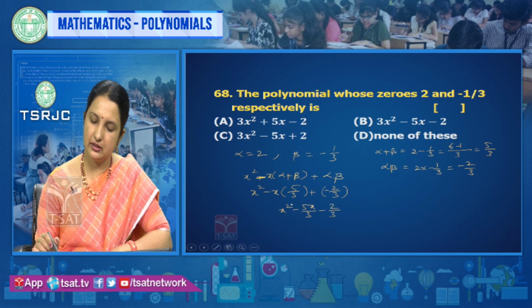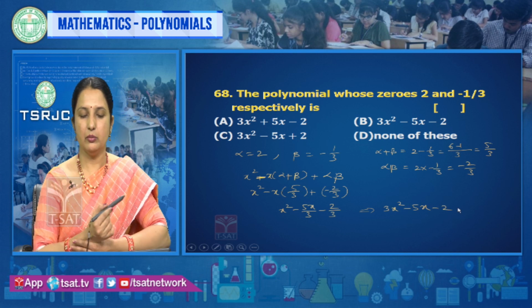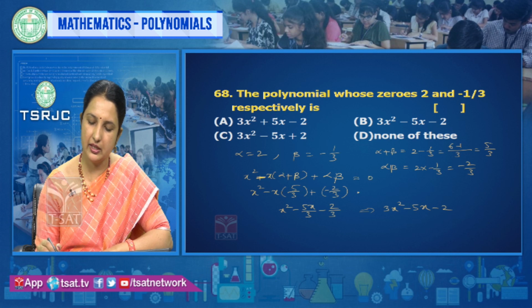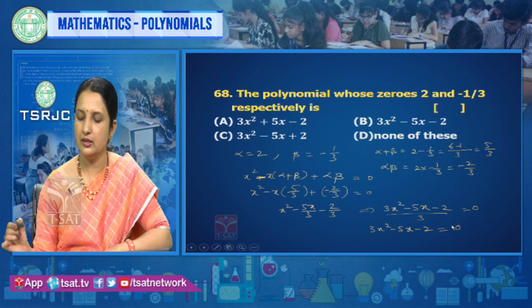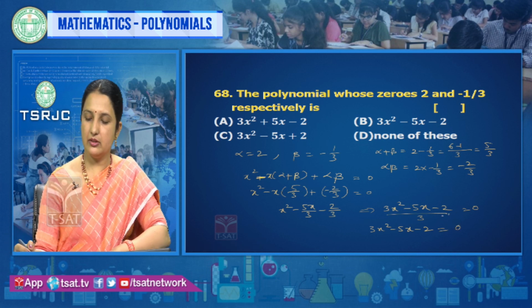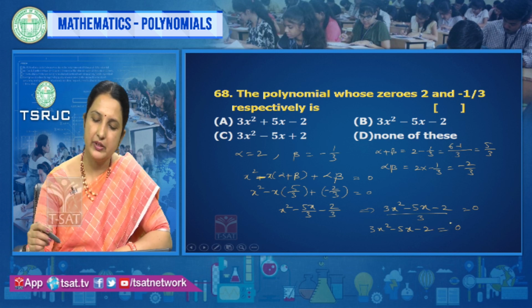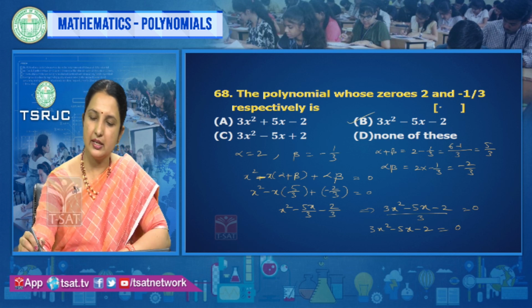When you multiply this with 3, you will get 3x square minus 5x minus 2, because these two are the zeros. Zeros means equals to 0, so you make it equal to 0, then you will get 3x square minus 5x minus 2 equals 0 by 3. When this 3 goes to this side, it multiplies 0, and 3 times 0 is 0 only. So, 3x square minus 5x minus 2 is the equation. That polynomial is 3x square minus 5x minus 2. So, D is the correct option.